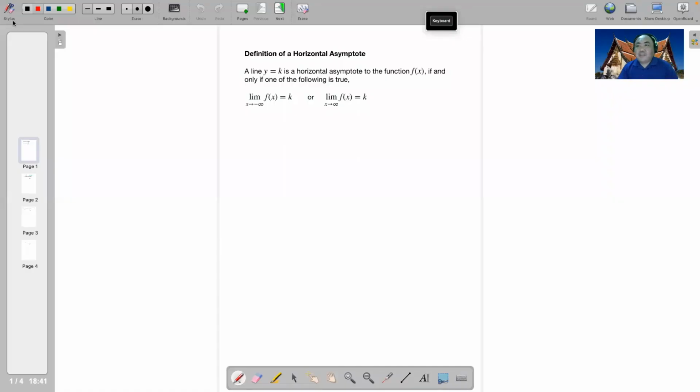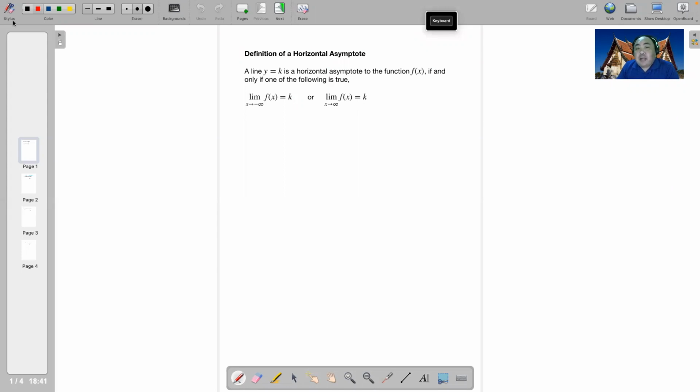Hi, we're here once again and we're going to learn about horizontal asymptotes this time. How can our knowledge of limits help us identify horizontal asymptotes of given functions? So let's get started. All right, so here is our definition of the horizontal asymptote.